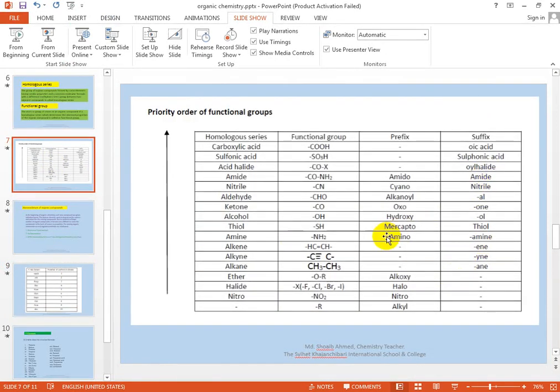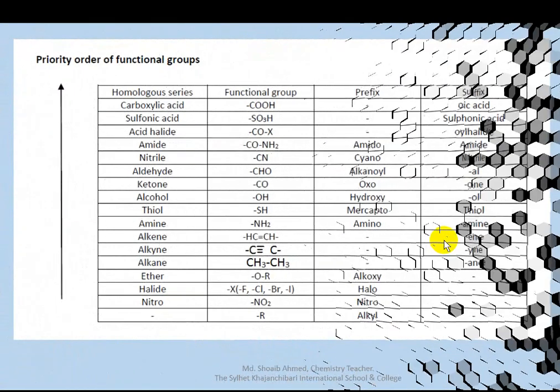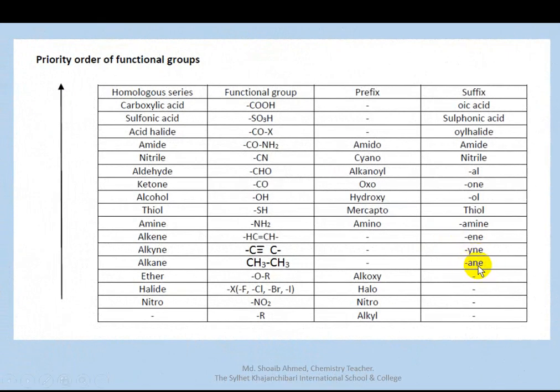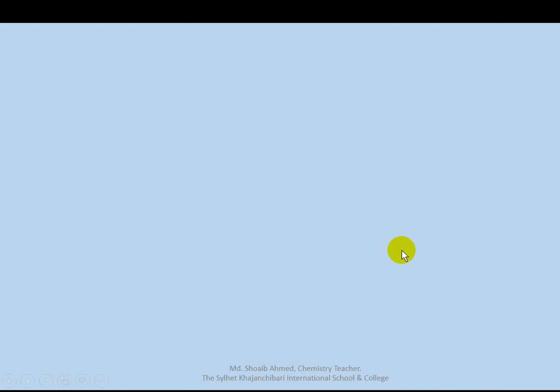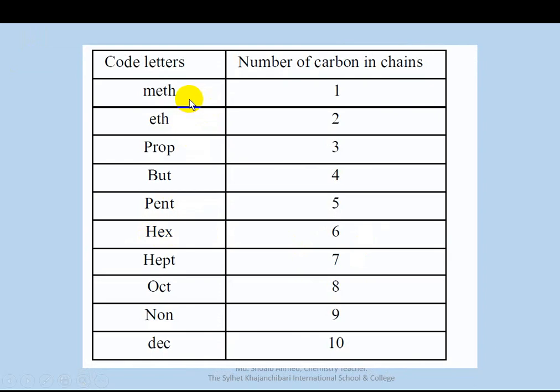Okay, if the suffix is n, look at this n. If the suffix is n, the compound will be an alkane. Homologous series: alkane, suffix n. This is called one carbon. The prefix is meth, so one carbon in a chain.